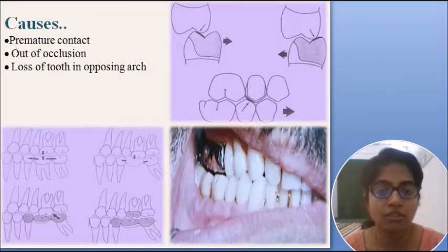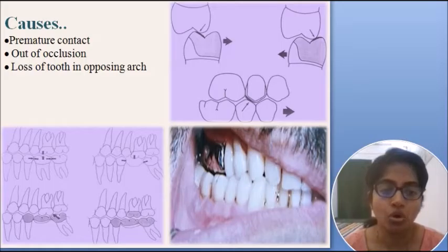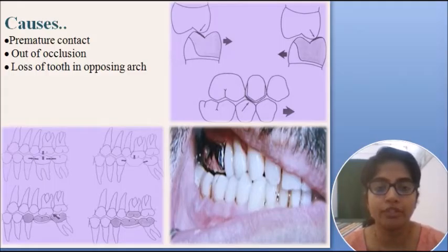Now, what are the causes? The most common cause is premature contact. The part of the FPD that is delivered is coming in contact before the rest of the dentition, and this is called premature contact. Out of occlusion, where there is no occlusion, loss of tooth in the opposing arch. So these are the causes which can lead to problems with the temporomandibular joint.